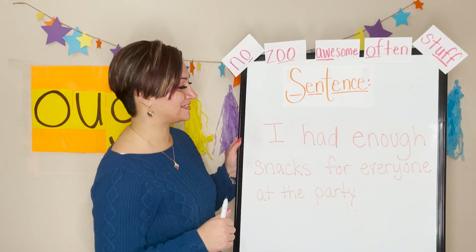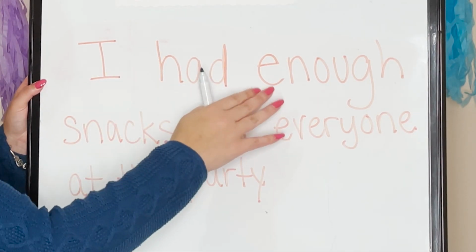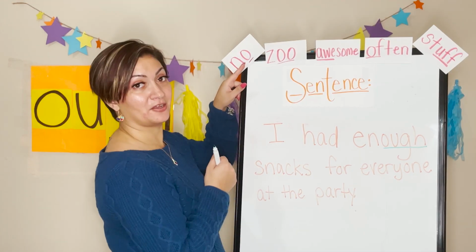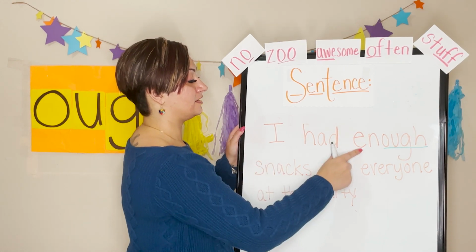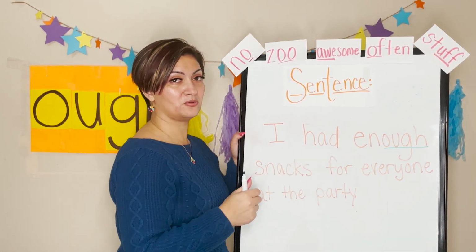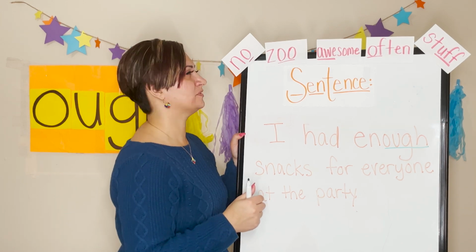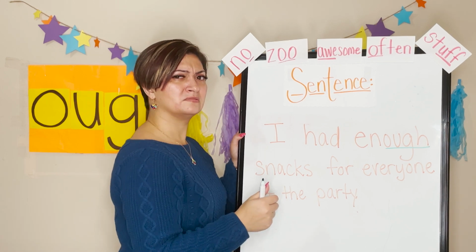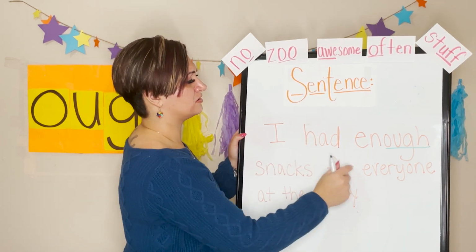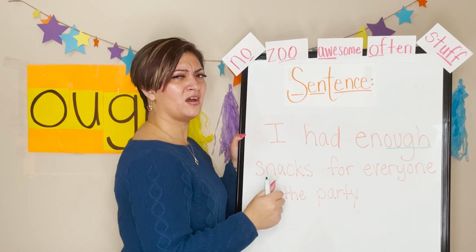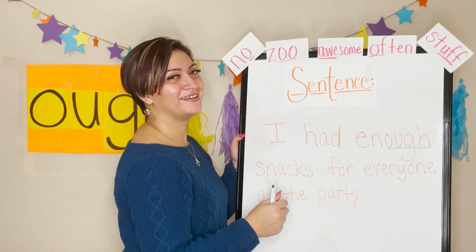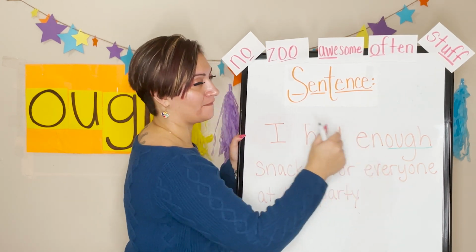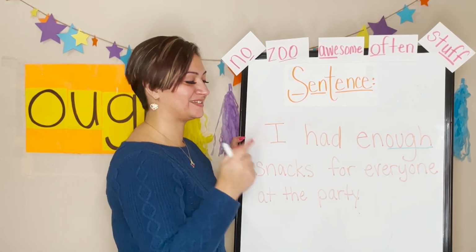Here's our next sentence, scholars. Here's our ough word. Okay. You want to try O? Let's try it. Eno? That didn't sound like a real word. What about ough? Enu? Let's try aw. Ena? No. Do you know what it is? You want to try uff? Enough. Let's see if that makes sense in our sentence.